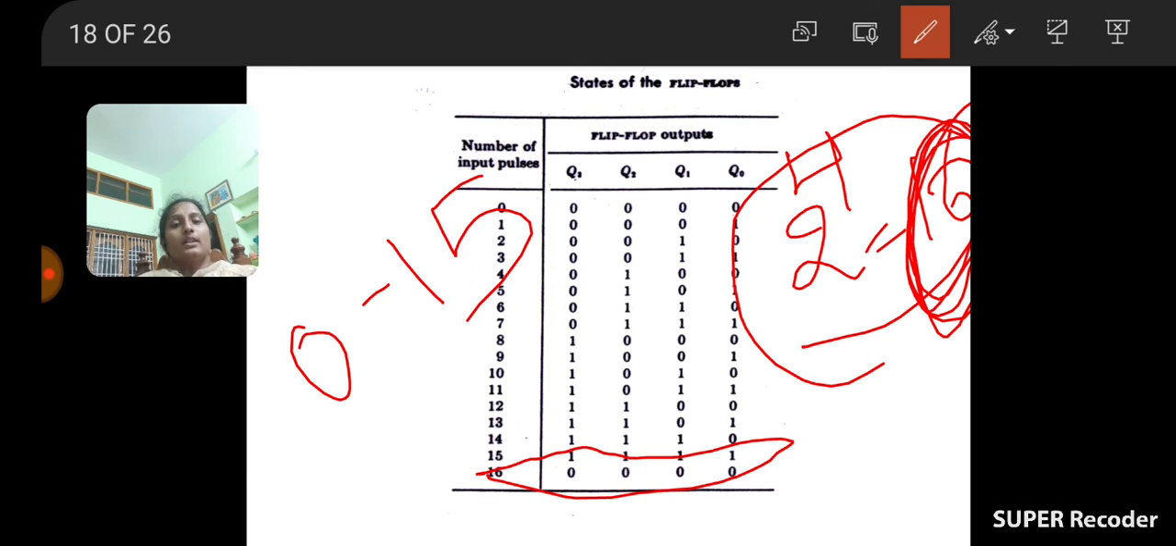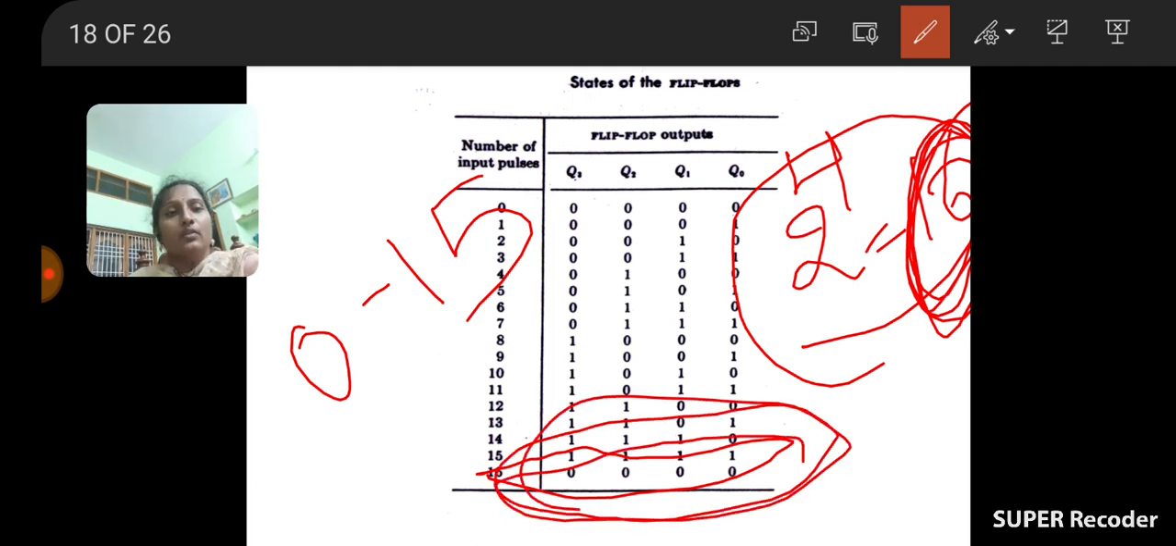Okay. What is the capacity of this counter? 4-bit ripple counter? 16. Modulus is 16. So how many clock pulses does it count? 16. From where to where? 0 to 15. If we apply the 16th clock pulse, that means the 17th clock pulse, the output of all the flip-flops returns to 0.